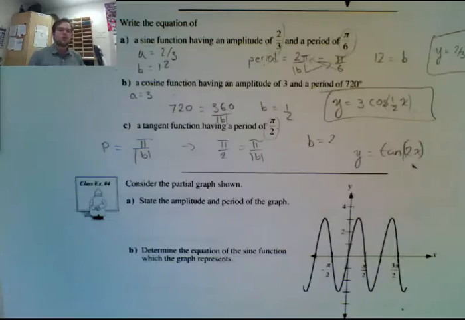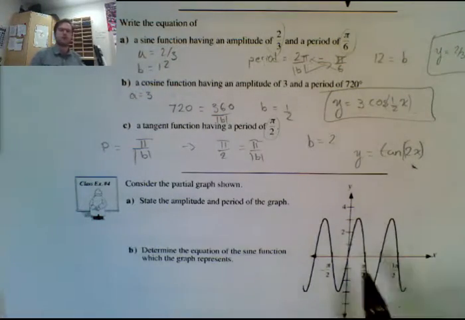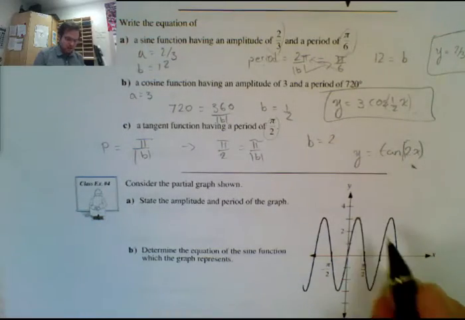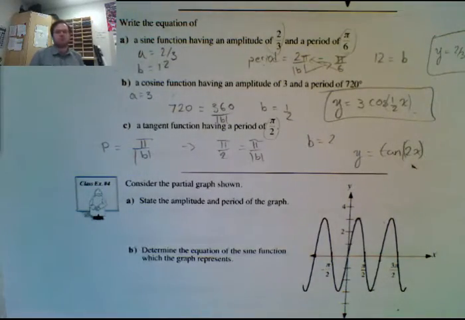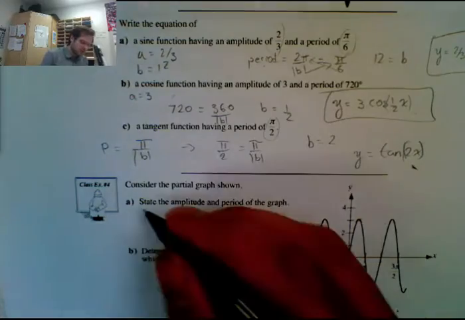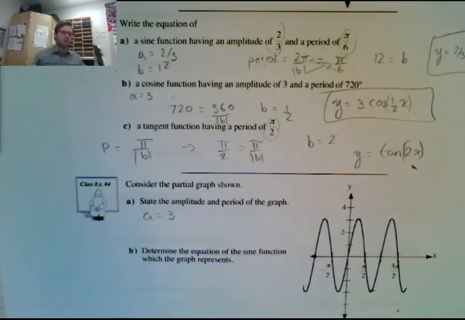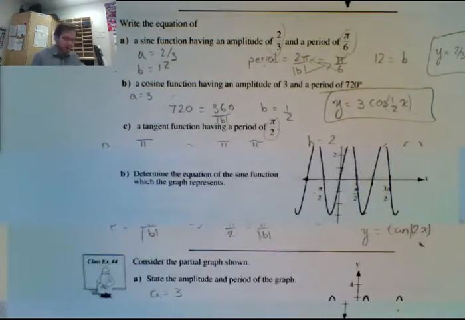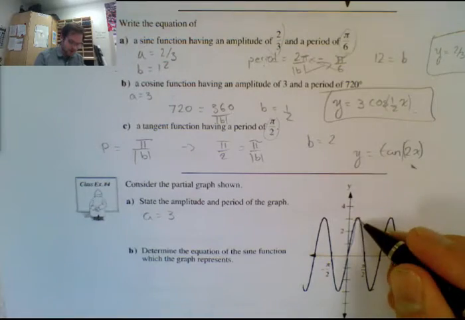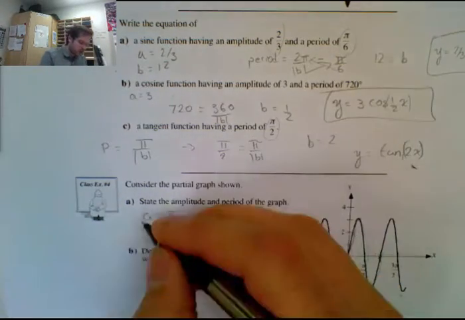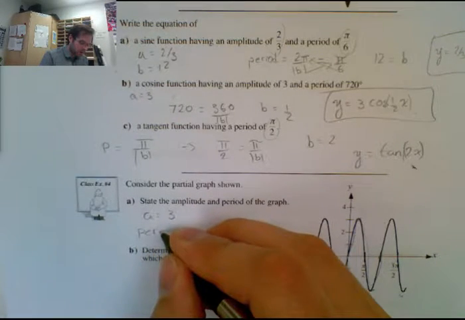Okay, so number 4 wants us to state the amplitude and period of this following graph right here. Well, I look at it first for the amplitude. My max is 3, my minimum is -3. So in this case here, my amplitude is going to be 3 because we have a stretch of 3 times about the x-axis. Now I'm going to look at my period. We go from here all the way to there is 1 cycle, and we're counting by half pi's, so my period is going to be equal to pi.